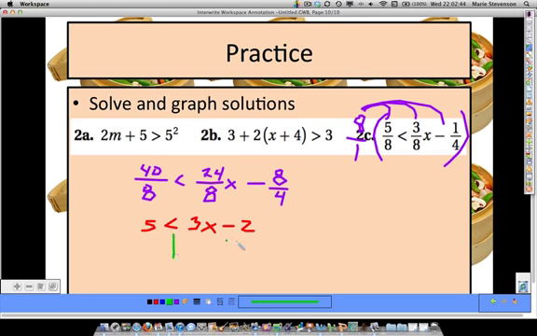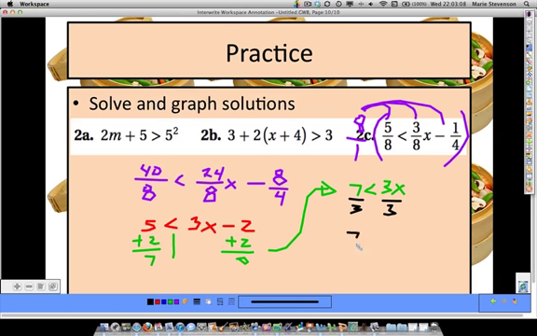X is on the right, so that means I'm going to move the 2. Plus 2 is 7. I'm going to do a rewrite up over here because I'm running out of space. I now have 7 is less than 3x. I'm going to divide by 3 now. So I get 7 thirds is less than x.